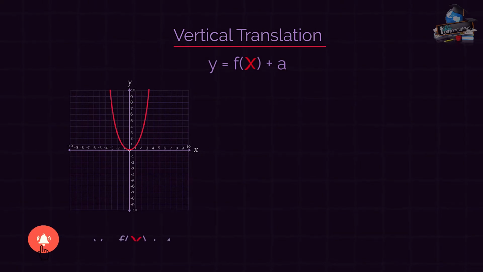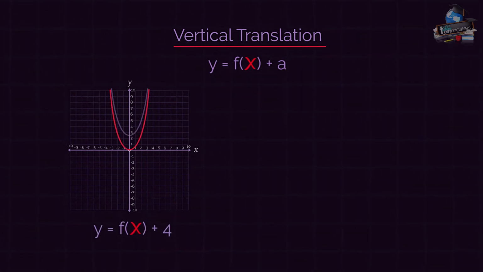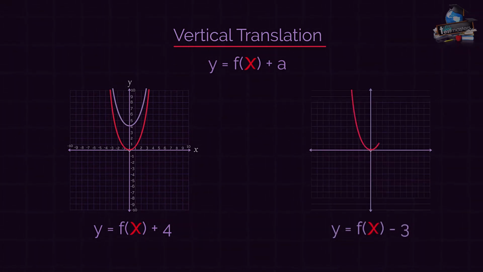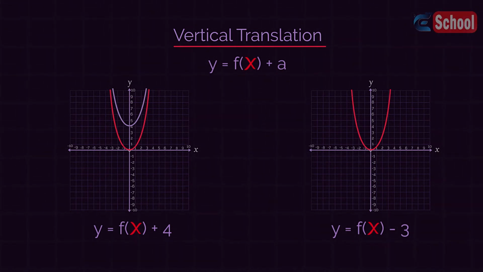Bearing in mind that adding 4 shifts the graph up 4, what do you think this transformation would do to the curve? Did you think shift the curve down by 3? So for vertical translations, we add the number to the whole function.